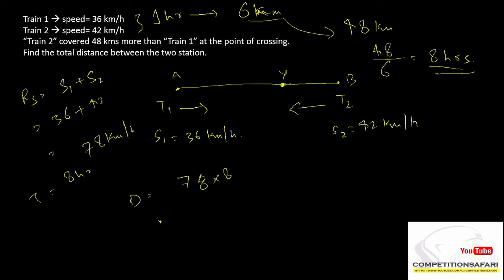78 into 8, which is 624. So they covered 624 kilometers. Some was covered by train 1 and some was covered by train 2. Total distance is 624 kilometers between point A and point B. Next question.